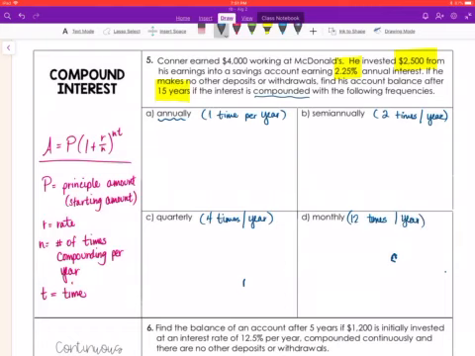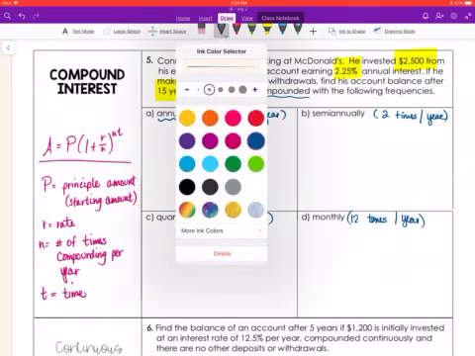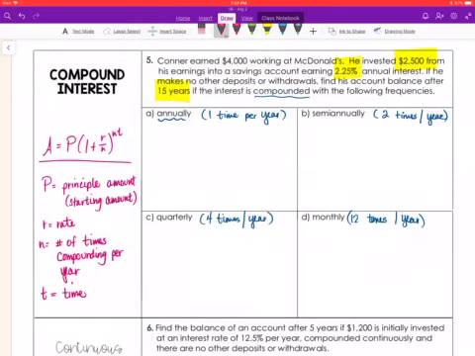So we're going to figure out when Connor deposits or puts $2,500 in his account, how much is he going to have after 15 years? So the first one is annual. I'm going to just plug everything into my formula. So my amount is equal to my principal amount, which is $2,500, times 1 plus my rate is 2.25%, which means I need to change it to a decimal.